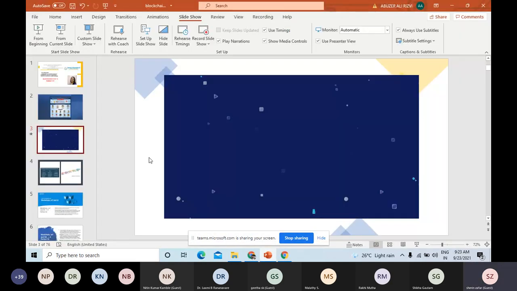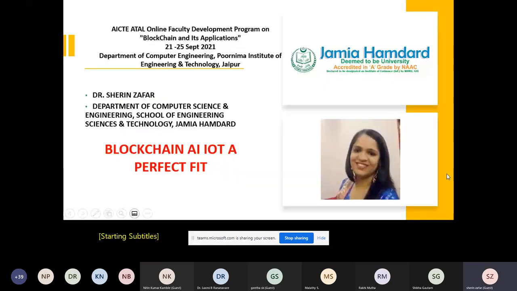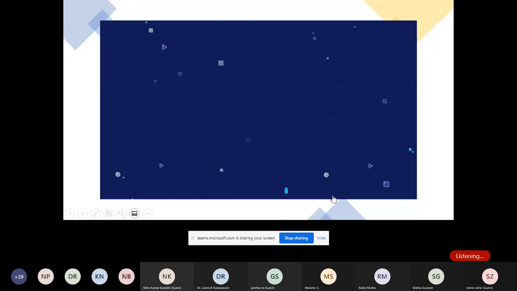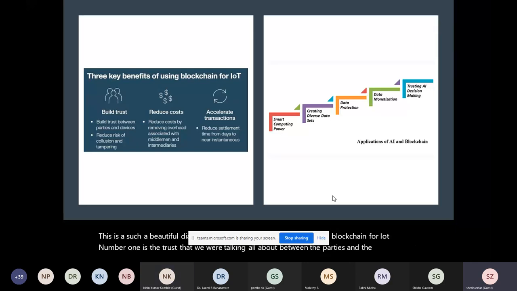Let me share my screen again. Okay, so let's start from the beginning. This is such a beautiful diagram which specifies the benefits of using blockchain for IoT. Number one is the trust that we were talking about between the parties and the devices. Reduction of the risk is very important.